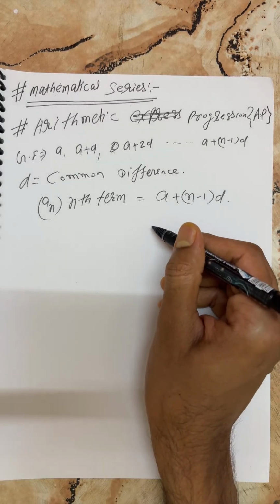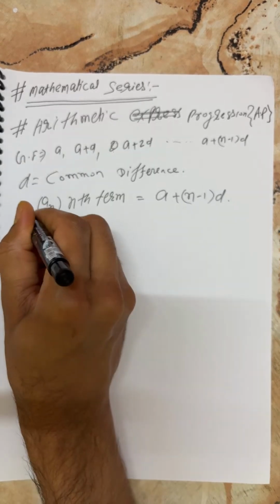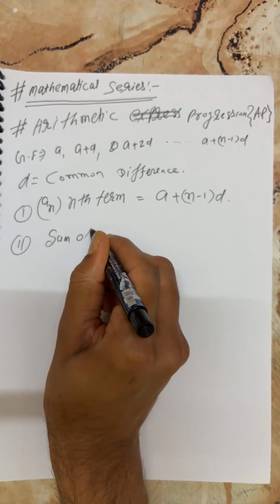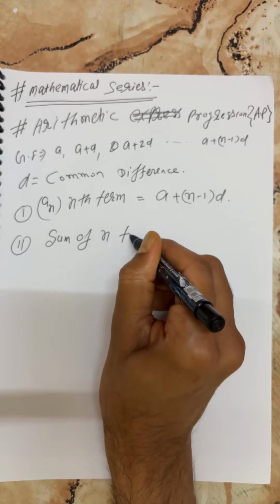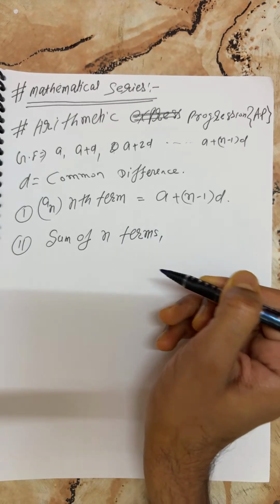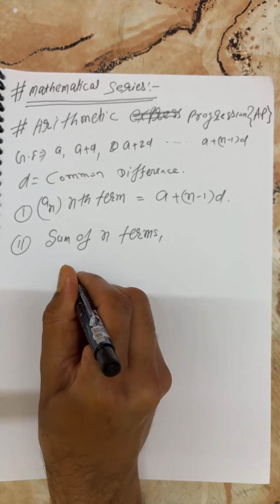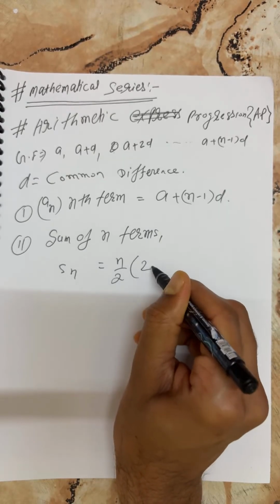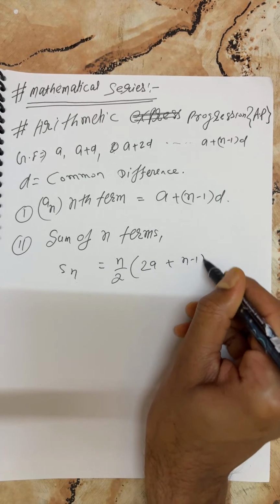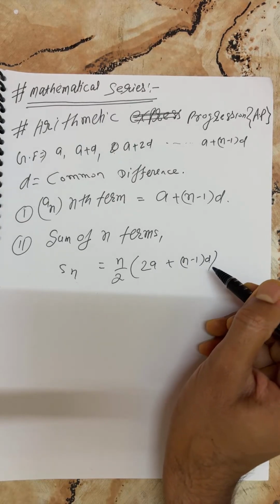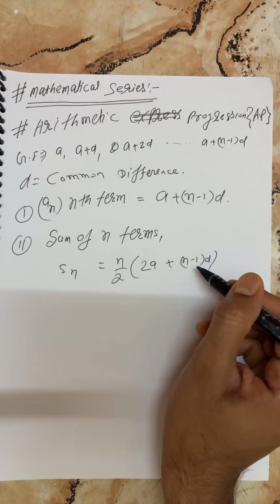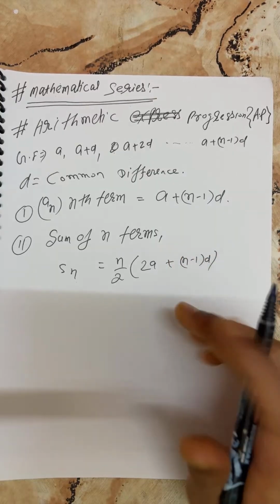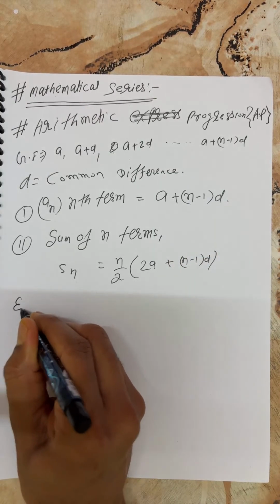Then they can also ask you to find the sum of n terms. This is the first formula for AP series. Next, the sum of n terms, Sn, is equal to n by 2 into (2a plus (n minus 1) into d). Sometimes you can also use a different format of Sn. This is the formula; a numerical based on this will help you more.